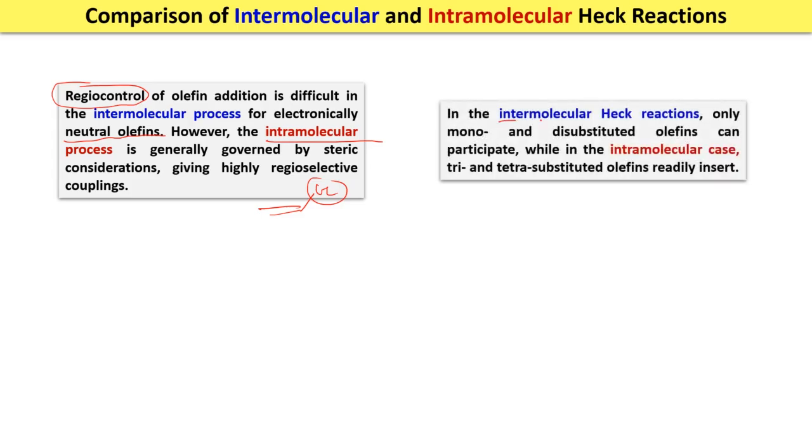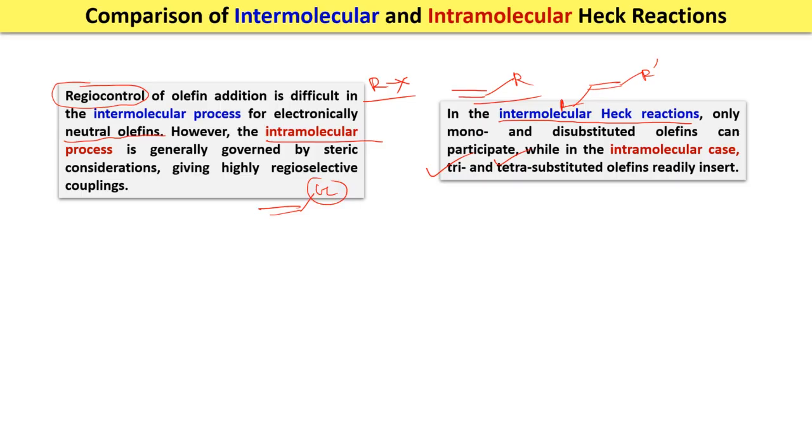In intermolecular Heck reaction, only mono or disubstituted olefin we can start with as a substrate. So it will be like this, that is mono substitution, or it may be disubstitution. Suppose two R groups are already attached. But if it is the intramolecular case, now we can use tri or tetra substituted olefin, because now the RX, that means the halide part or triflate, and the alkene part, are part of the same molecule, so they are already close to each other. But if it is intermolecular, now the RX is separate and this alkene is separate, so they have to come close to each other, and that is the difference between these two.